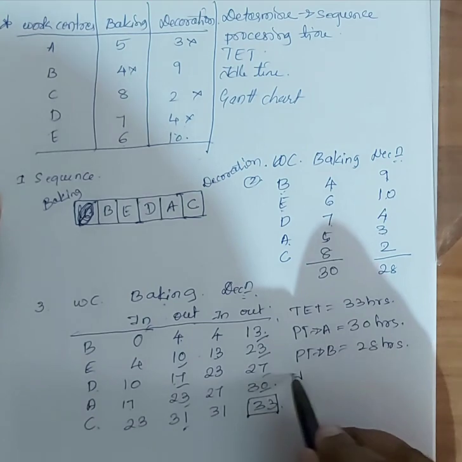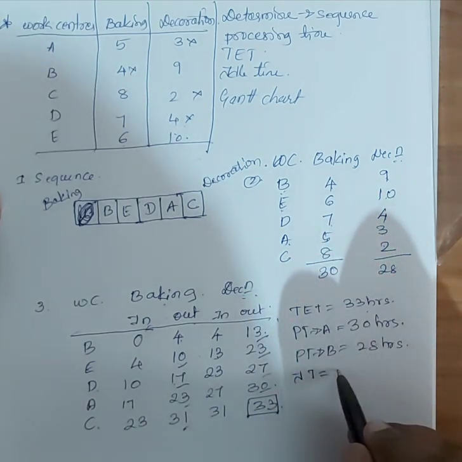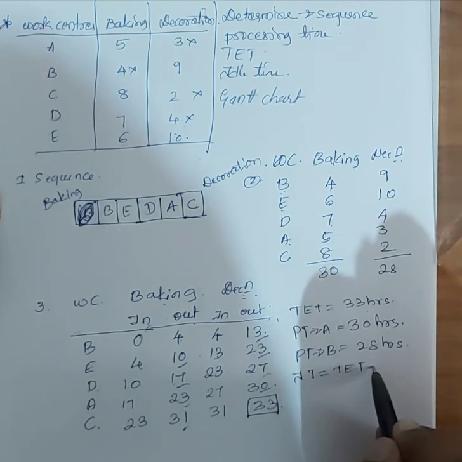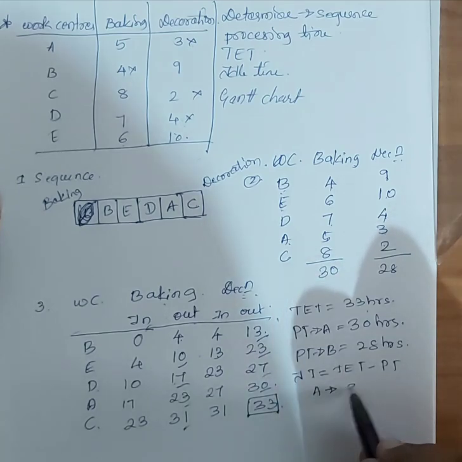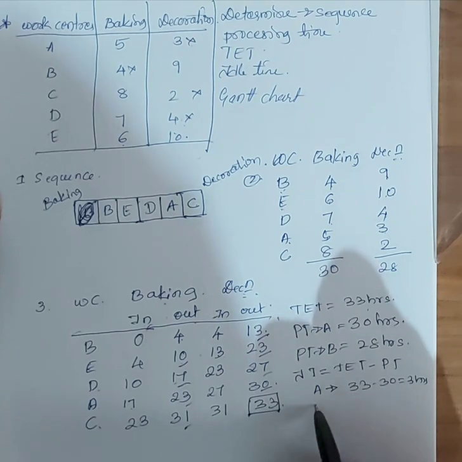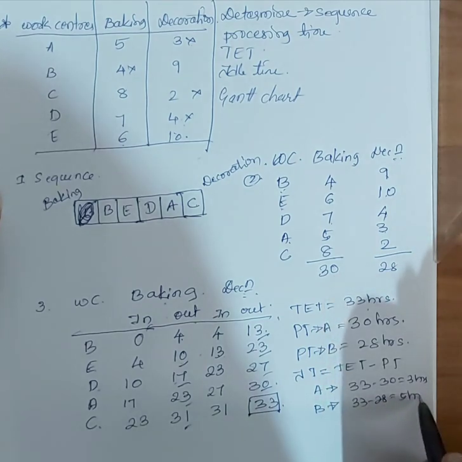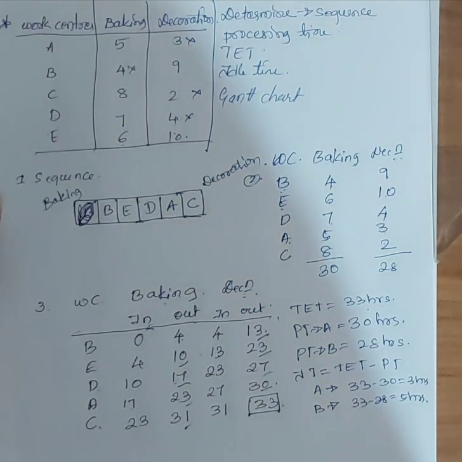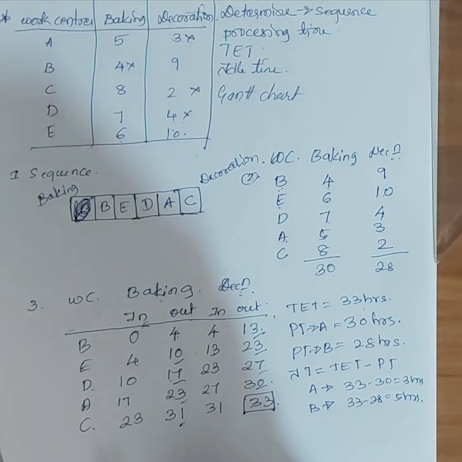Next, idle time. Idle time is equal to total elapsed time minus processing time. For A it is 33 minus 30, that is equal to 3 hours. For B it is 33 minus 28, it is 5 hours idle time. So this you have to solve: n jobs through 2 machines.